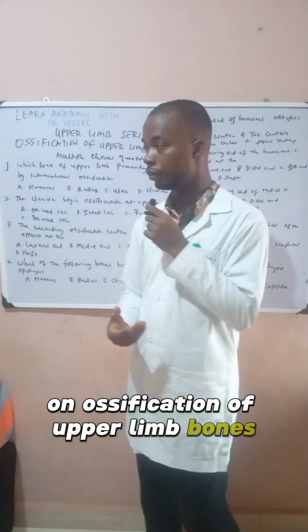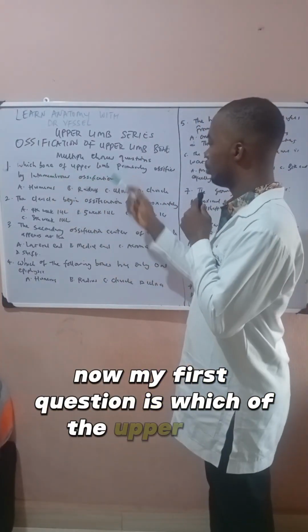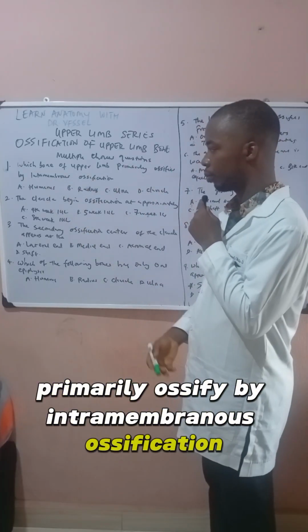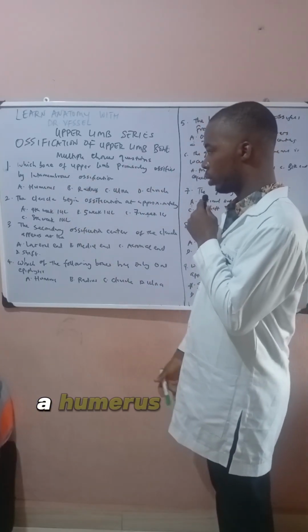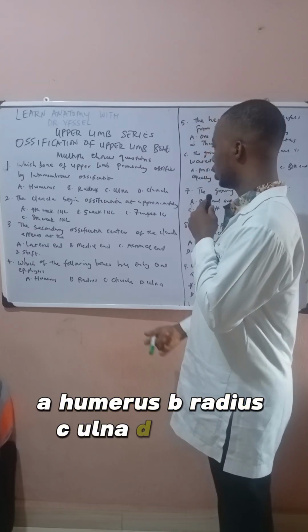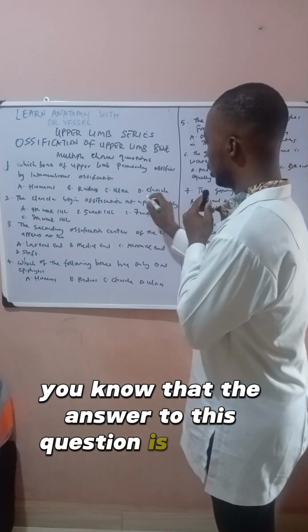We want to answer some multiple choice questions to help us understand what we've been discussing on ossification of upper limb bones. Now, my first question is, which of the upper limb bones primarily ossifies by intramembranous ossification? A. Humerus. B. Radius. C. Ulna. D. Clavicle. Now you know that the answer to this question is clavicle.